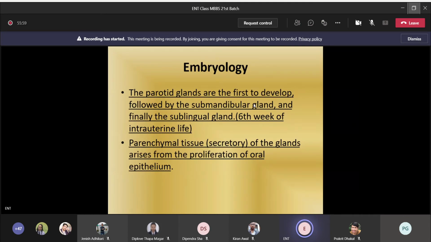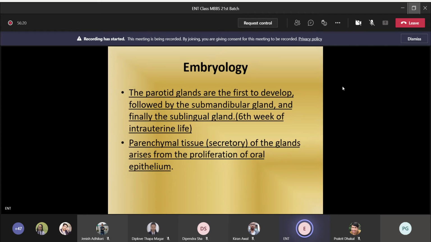Embryology. First we start anatomy from the embryology. The parotid glands are the first to develop, followed by the submandibular gland, and finally the sublingual glands. They are all developed by 6 weeks of intrauterine life. So first the parotid comes, then the submandibular, then the sublingual.